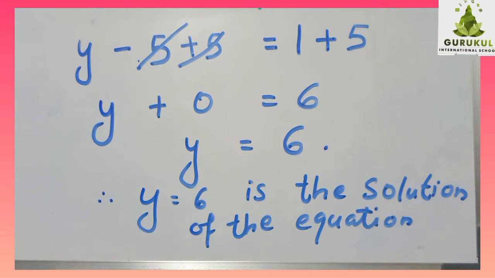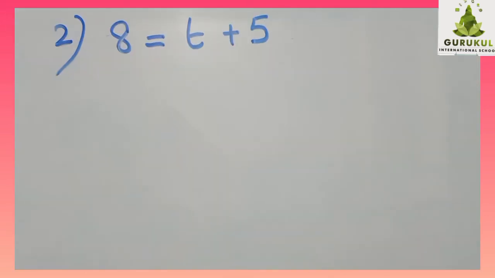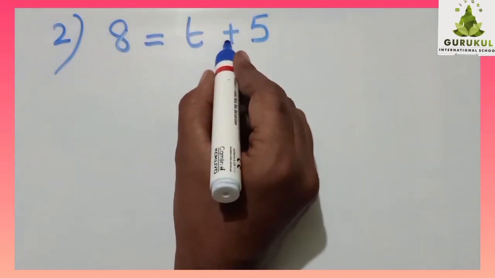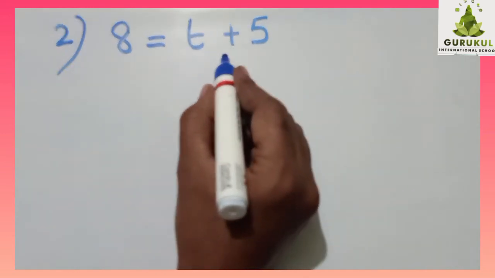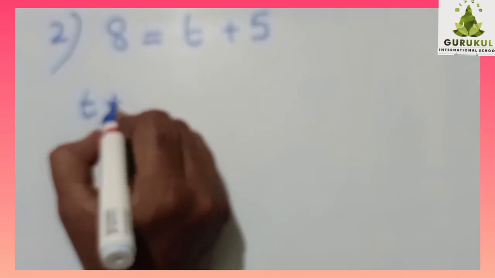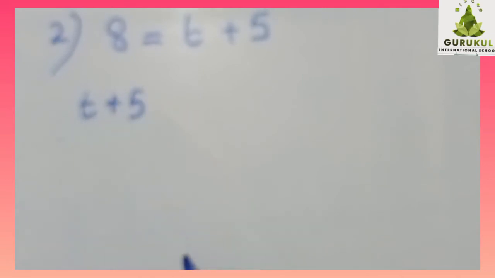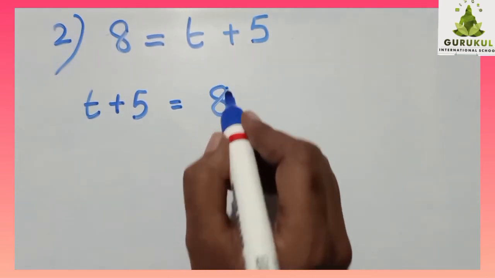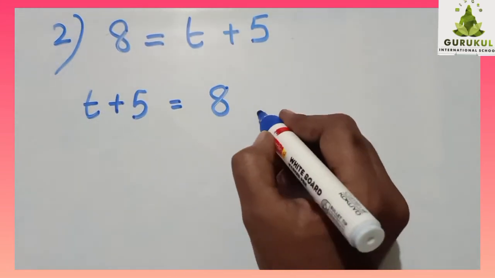Now the second one. The second one is 8 equals t plus 5. So I am going to write this way. This is LHS, this is RHS. I am going to interchange the places, interchanging both the sides. So I can write this, as per the first property which I told you, as t plus 5 equals 8. You can interchange both the sides. That will be the reason here.